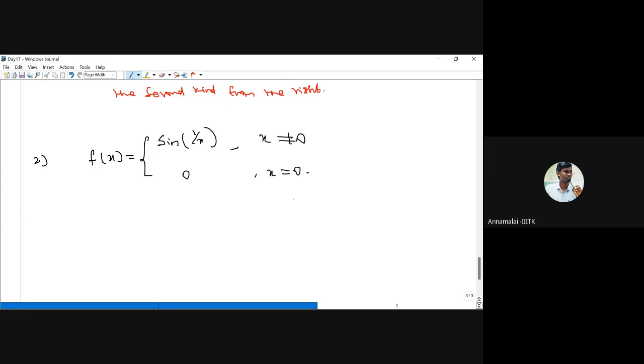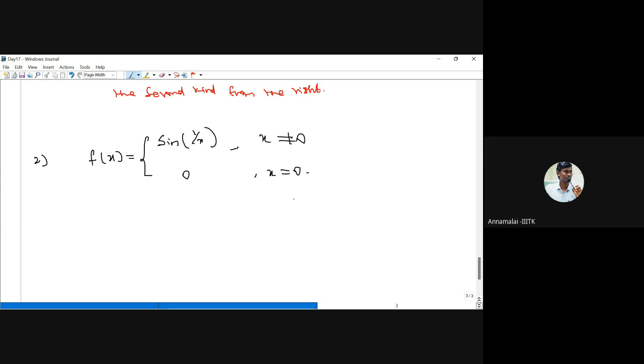What is the right hand limit? What is the left hand limit? Do they exist or not? Sir, both will not exist, sir. Anyway, the right hand limit does not exist.